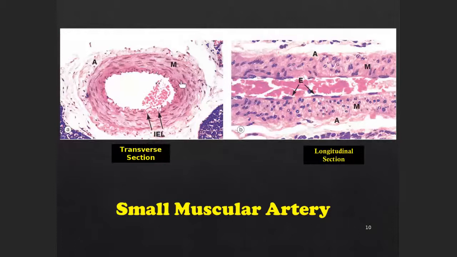This is your small artery, in which you can see your internal elastic lamella, then your tunica media or the middle layer, and then this is your adventitia. So this is your transverse section, and this is your longitudinal section. In this longitudinal section, you can see this is your media, this is your adventitia. These all are your endothelial cells. This is containing blood. All these red structures are clusters of RBCs, your red blood cells.